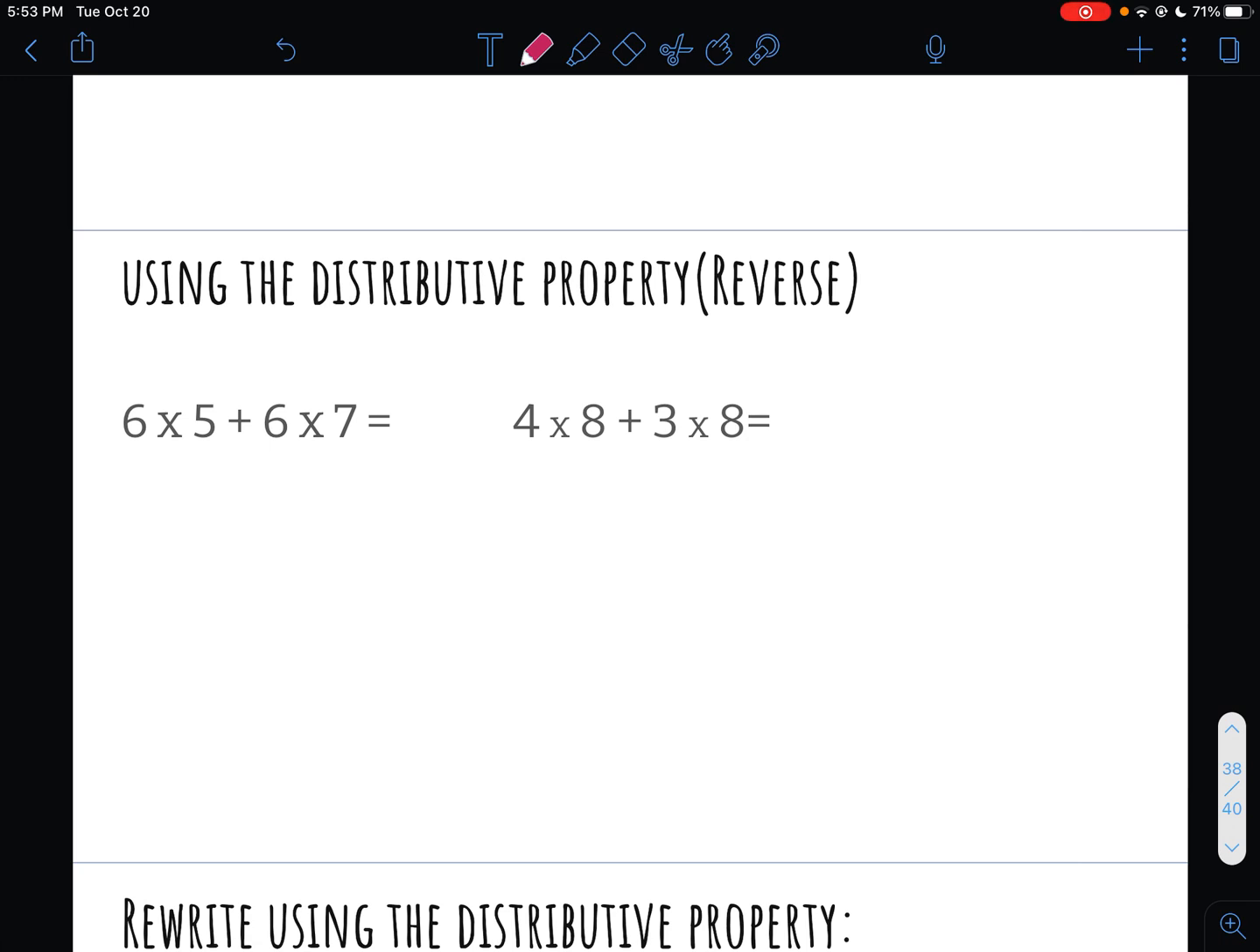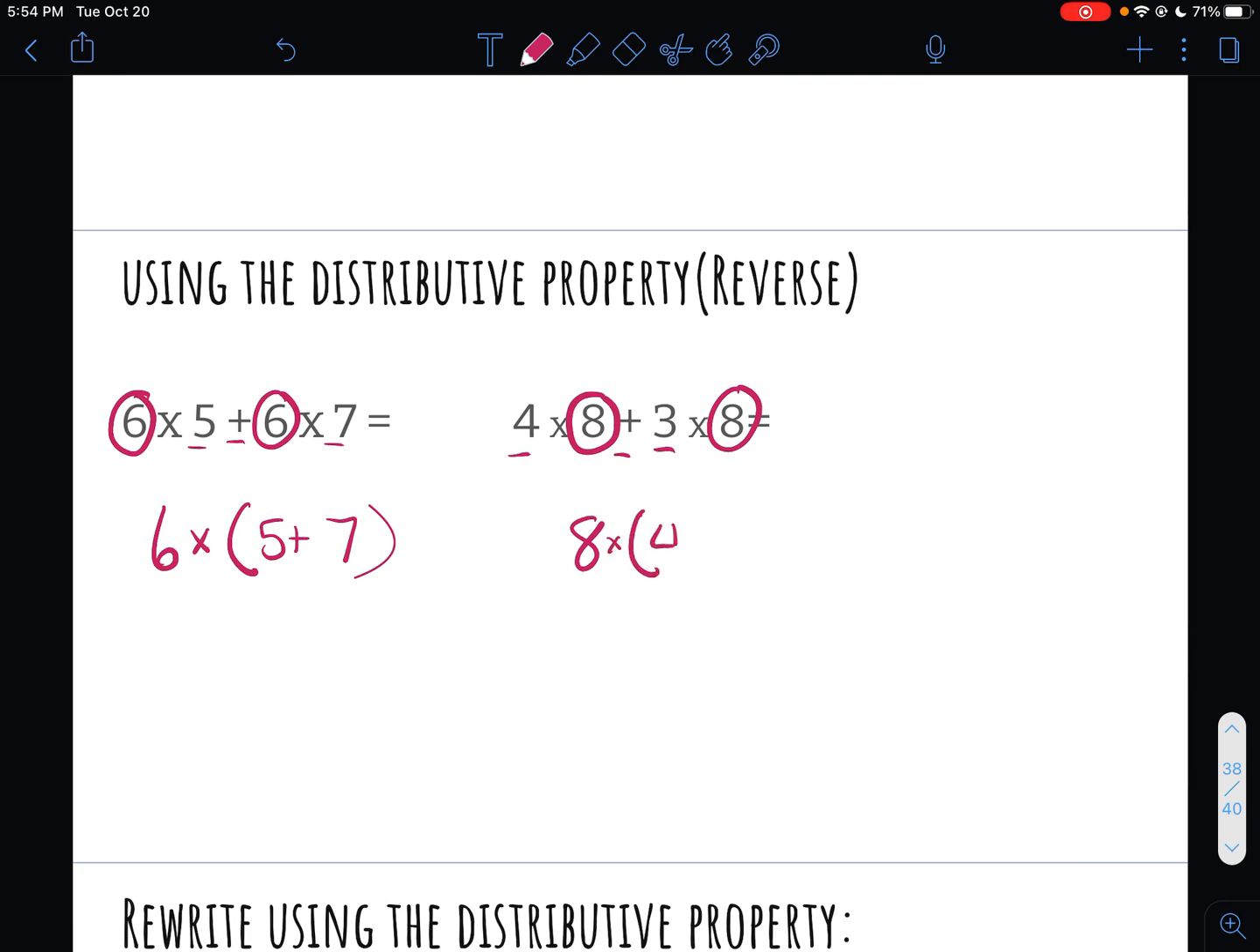Okay, hopefully you tried these on your own. So if I'm doing 6 times 5 plus 6 times 7, same thing. Circle what they have in common, which is the 6. Bring it out front. And 5 plus 7 goes inside the parentheses. 4 times 8 plus 3 times 8. Well, the 8 is what they have in common, so that's going to come out front to get distributed. And 4 plus 3 goes inside the parentheses. Okay?